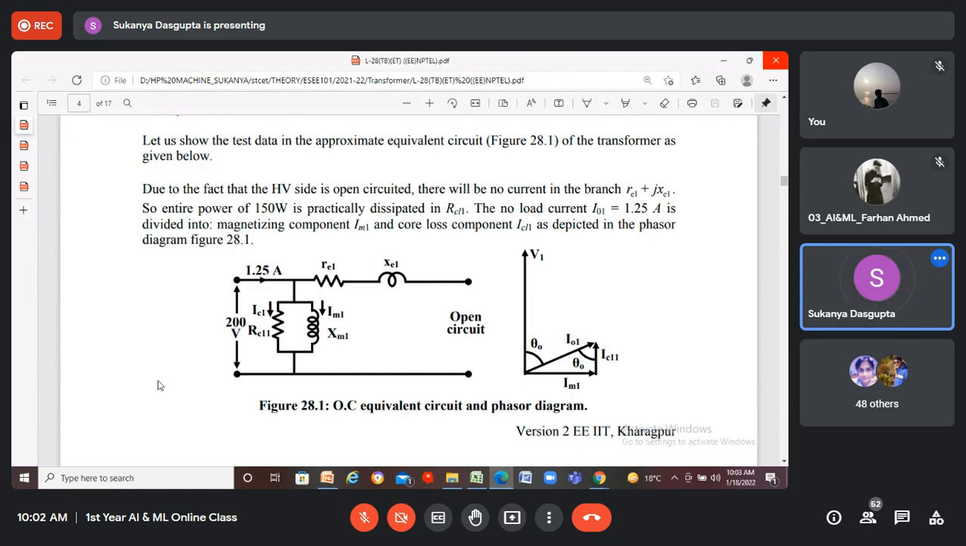So definitely RE1 and XE1 are the input circuit parameters, the input circuit impedance. IM1 is the magnetizing component of current. ICL1 is the core loss current, the current supplying the core loss.